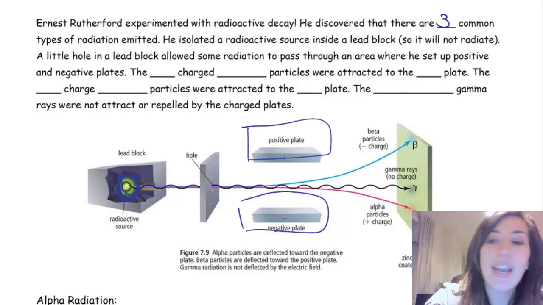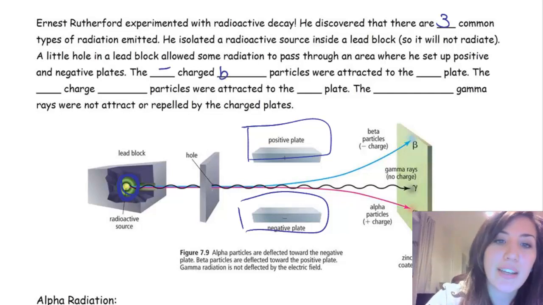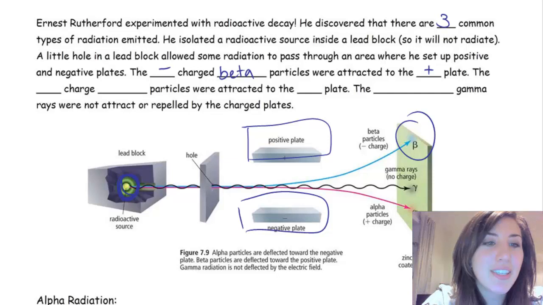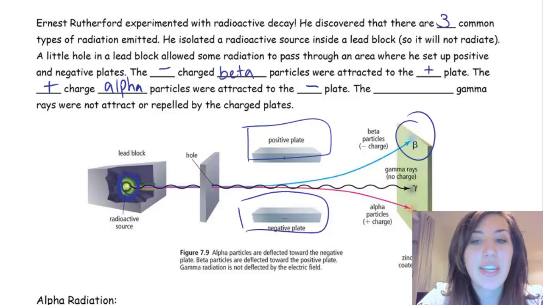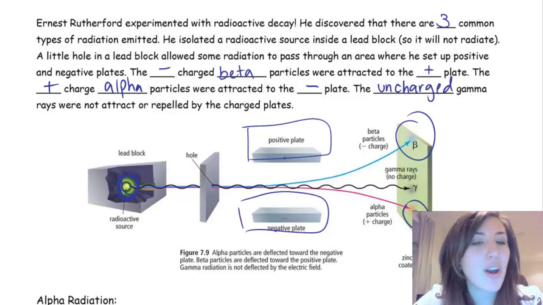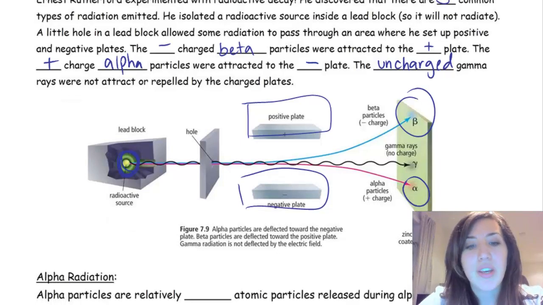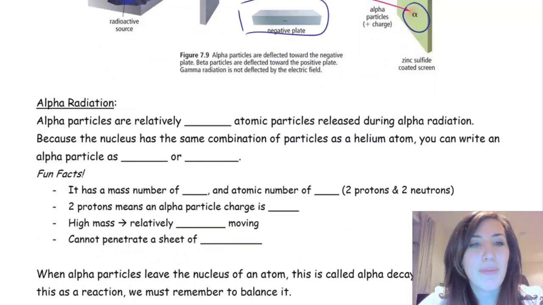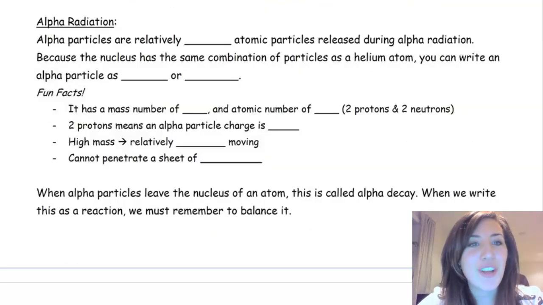The negatively charged beta particles were attracted to the positive plate and also repelled by the negative plate, so they went up here. The positively charged alpha particles were attracted to the negative plate down here. And the uncharged gamma particles were not attracted or repelled by the charged plates. They just went right through the middle. So that led him to discover these 3 common types, and let's look at them a little bit further.